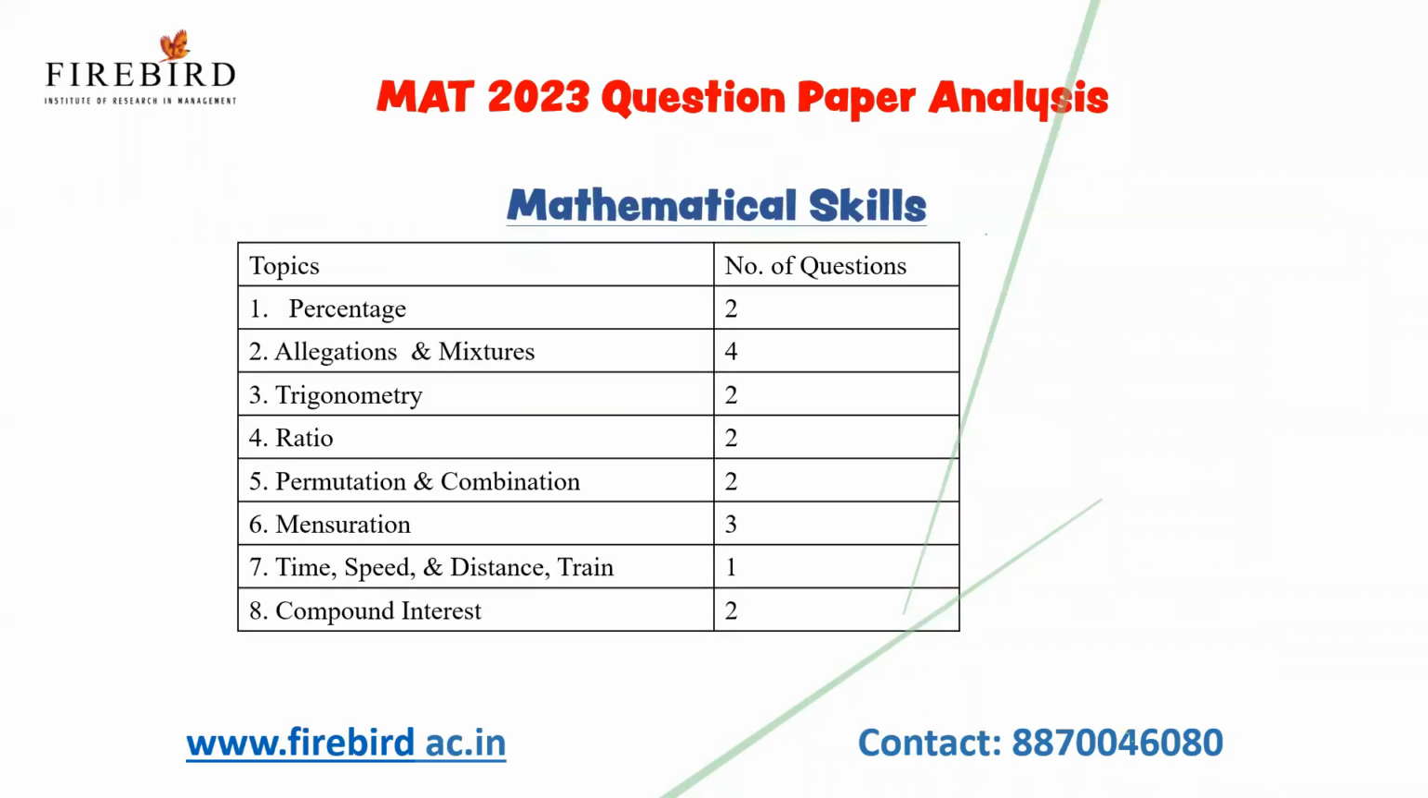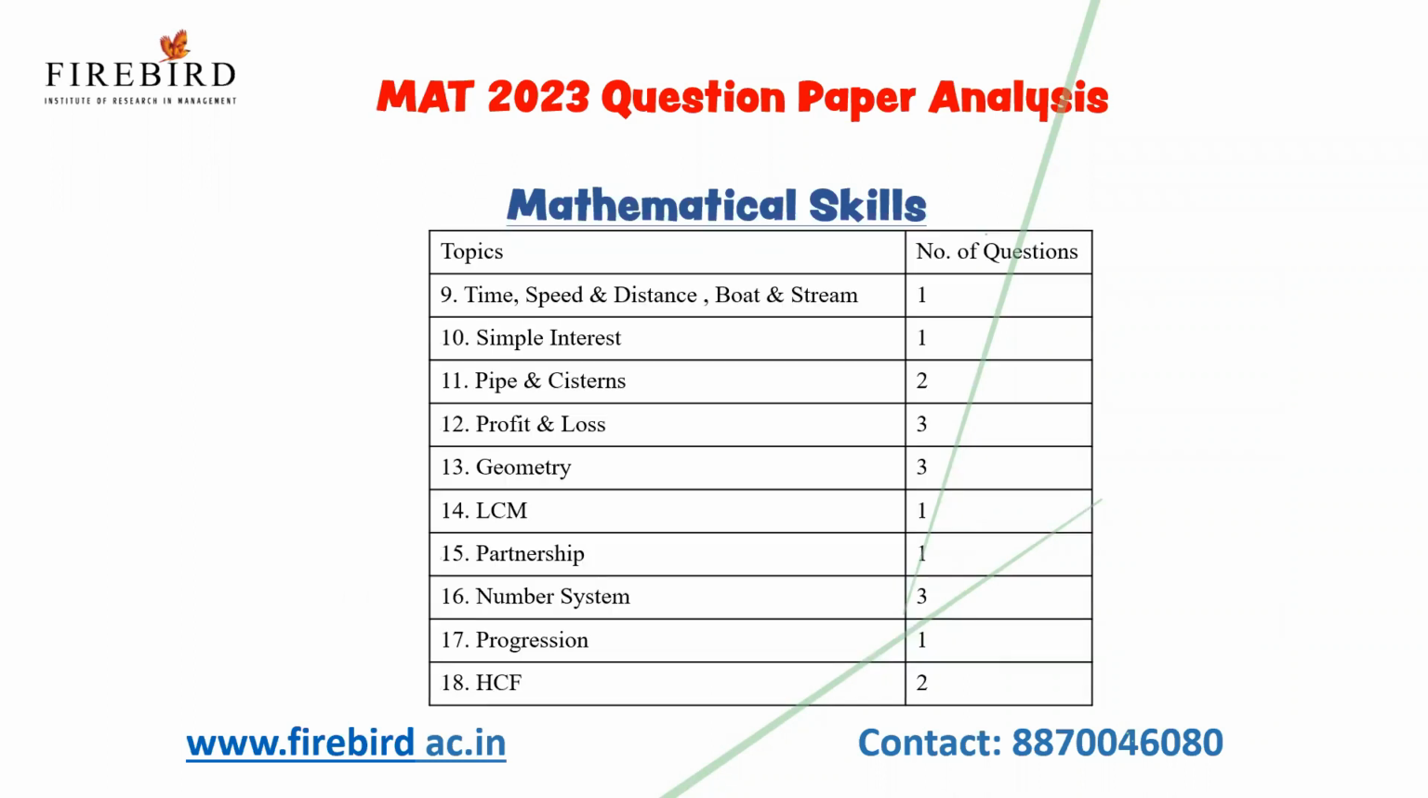See, if I take the 2023 section, 2 questions from trigonometry, permutation and combination 2 questions, total 4, mensuration 3, so 7, and then geometry 3, so 10. Yes, nearly 10 marks from the section.